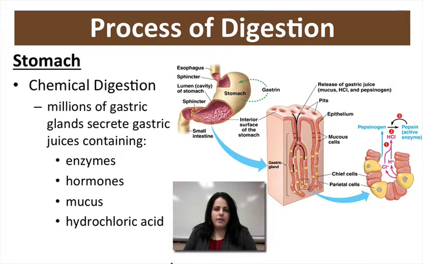If some of the gastric juice goes in reverse direction and back up the esophagus, so there's a little kind of muscle called a sphincter. This one's called the esophageal sphincter.